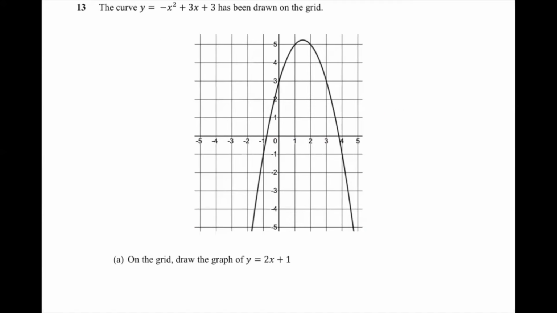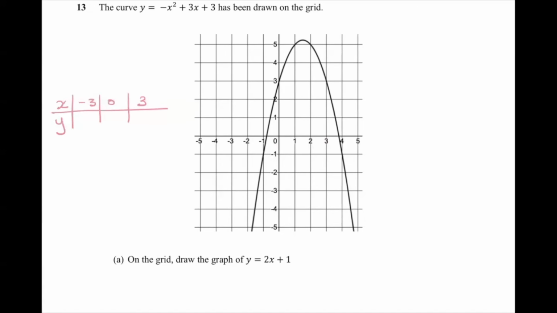Okay, so the first part of this requires us to draw the graph of y equals 2x plus 1 on the graph that we've already been given. Now, there's a couple of ways that you can do this. One way would be to set yourself up a table. You only need a few coordinates. It's not like you're completing a table of values for the examiner. You're just doing this to help you position the straight line in the correct place.